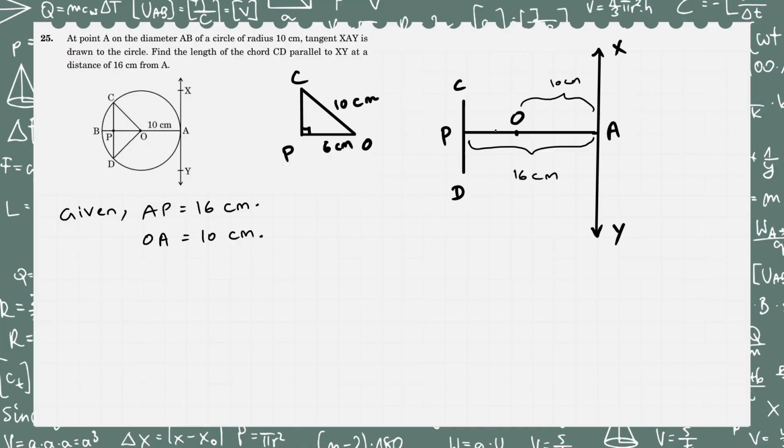So, what about OP? OP will be 16 minus 10, right? So, that will be 6 centimeter, right? Let us write it now. Okay, and what else is given?